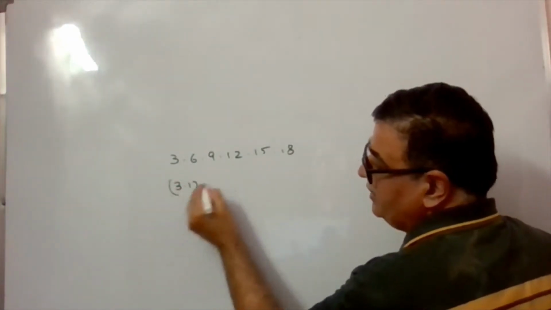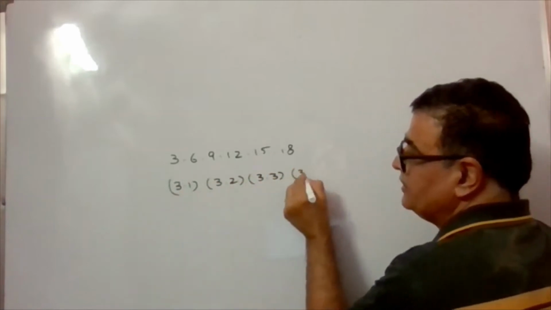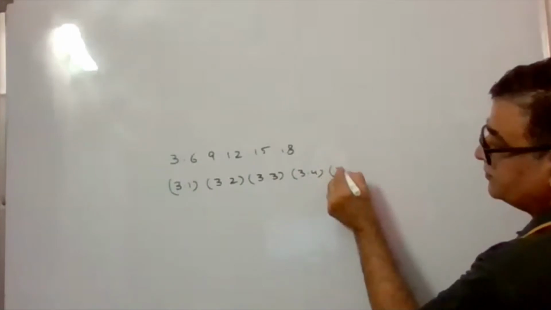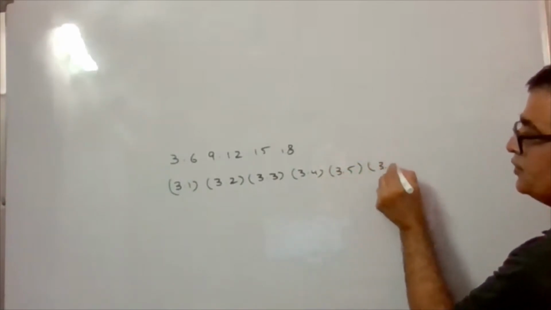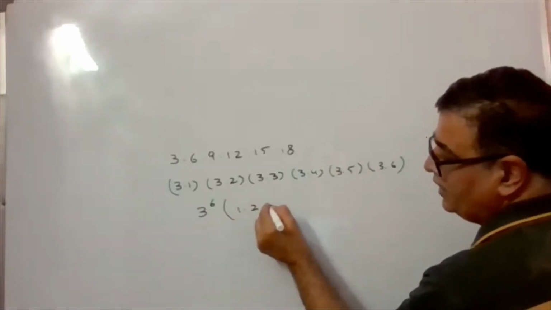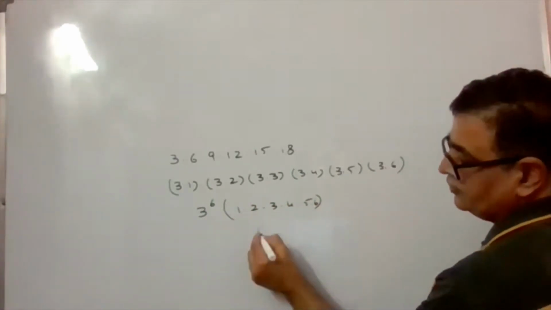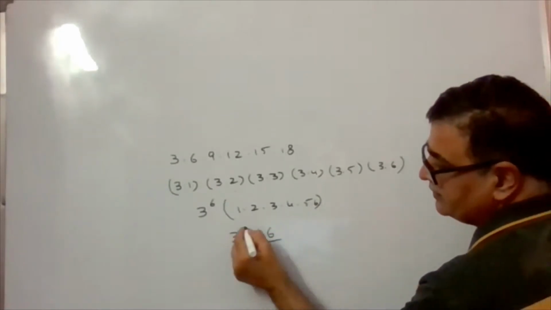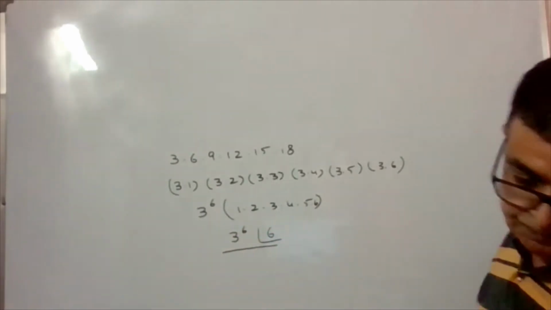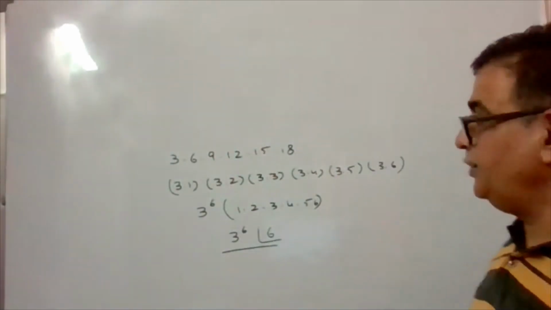Yes. This I'll write as what? 3 into 1, 3 into 2, 3 into 3, 3 into 4, 3 into 5, 3 into 6. How many 3s go out? 3 power 6 goes out. Left is 1, 2, 3, 4, 5, and 6. So this will be factorial 6, and this is 3 power 6. Next question, please.